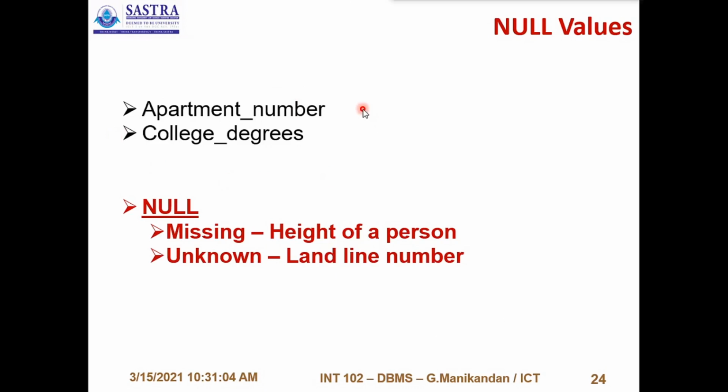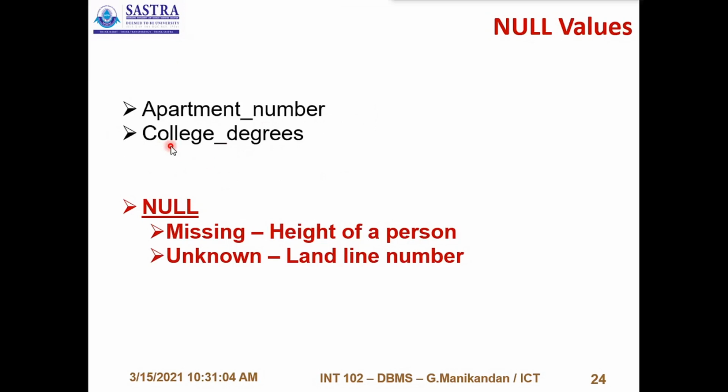If my house is a single house or an independent house, I don't have an apartment number. I will only have a house number. Similarly, you have a person who does not have any college degree. Suppose one person is working as a watchman in your company. You cannot expect a college degree. He might have completed only school education. So college degree is not applicable to that particular person.